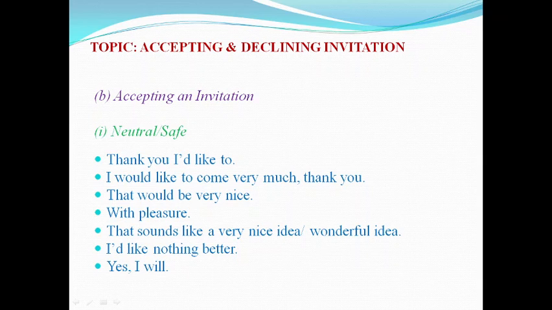The third expression of neutral acceptance is: that would be very nice. I would join your party. Oh, that would be very nice. The fourth expression: with pleasure. With pleasure, I would like to join your party. With a lot of pleasure, I would like to join your party.